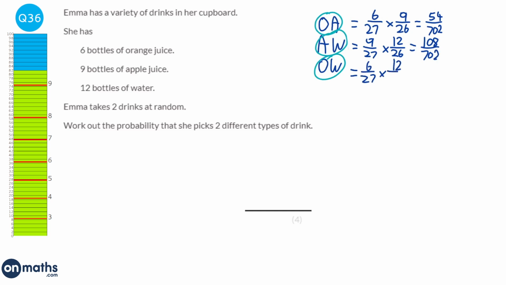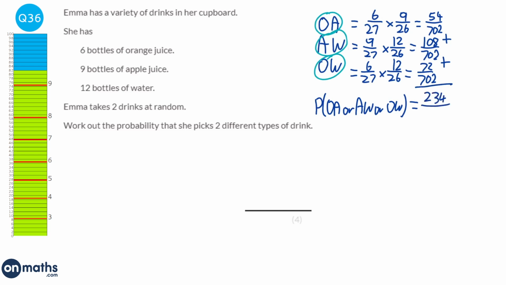And then orange juice then water will be 6/27 and 12/26, and that would be 72/702. Now we're looking at the probability of this or this or this, and the word or means add. So the probability of OA or AW or OW is these added together. And when you add them together, you get 234/702.